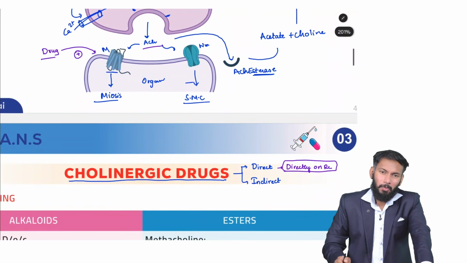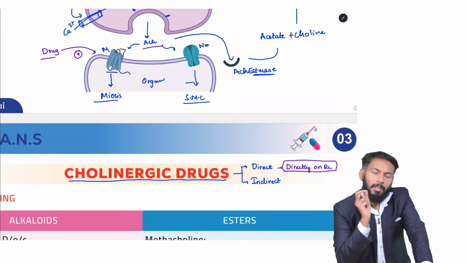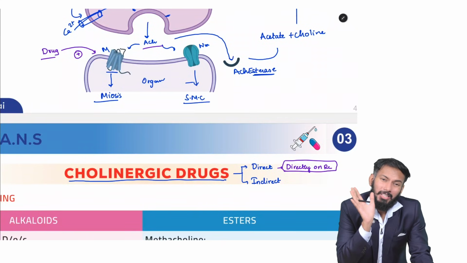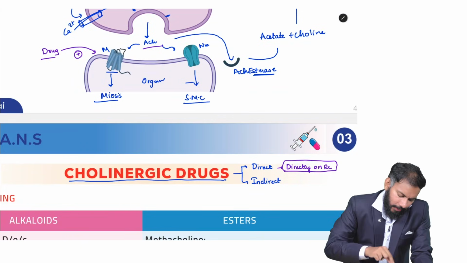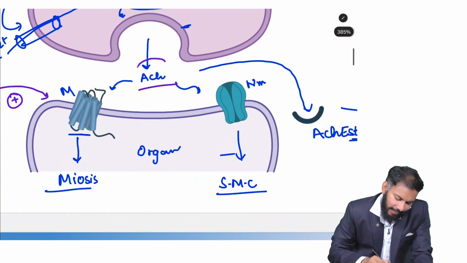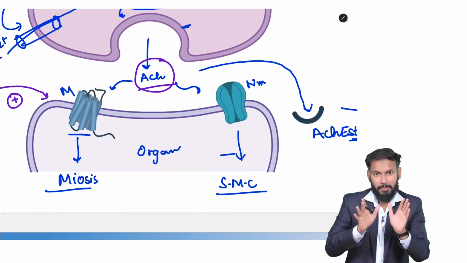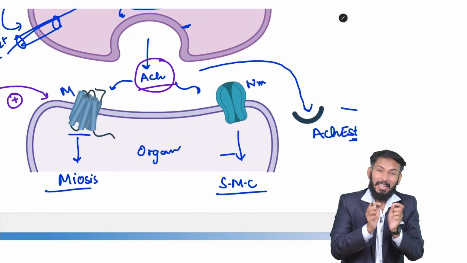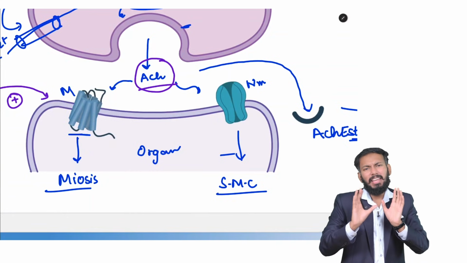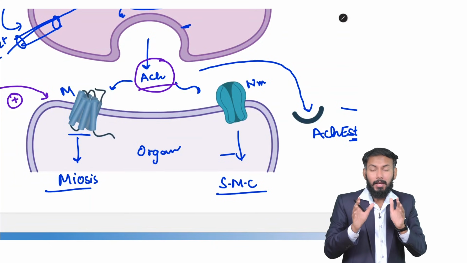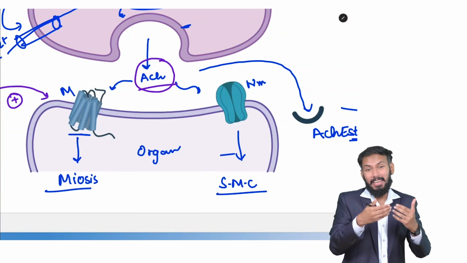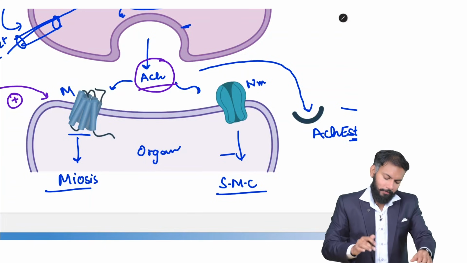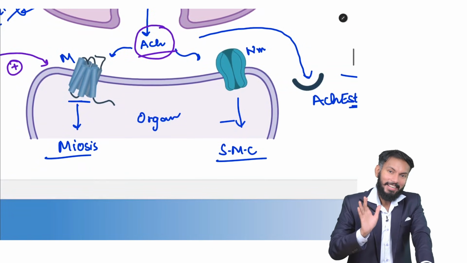Now, let us suppose we don't have a drug that looks similar to acetylcholine, but you still want to increase the functions. How can you do this? Remember, understand. How can I do it? Let us suppose I increase acetylcholine levels. I told you acetylcholine is working only for milliseconds. Now, if I increase the levels of acetylcholine, can this act on the receptors for a longer period of time? Can this increase the functions? Yes, it can. So, these are indirect acting drugs.